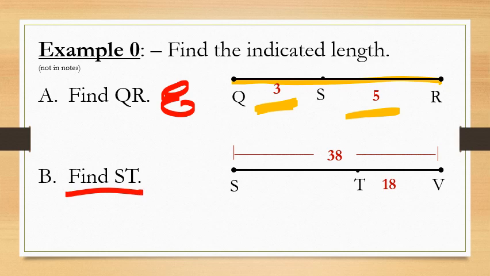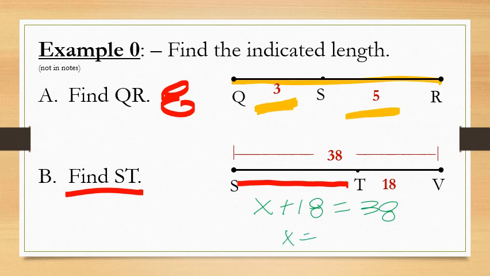And here it says find ST, so ST is this missing piece. If we think about the math behind this, we know that ST plus 18 is going to give me 38. So with a little bit of algebra, I can subtract that 18 from both sides. And if I subtract 18 from both sides, then ST is 20 units.